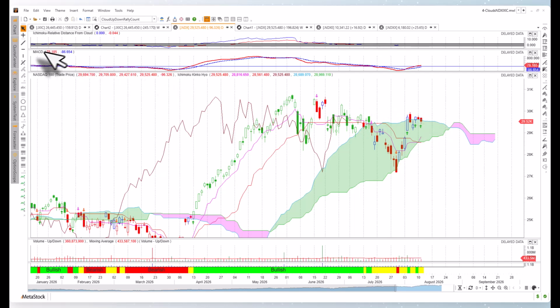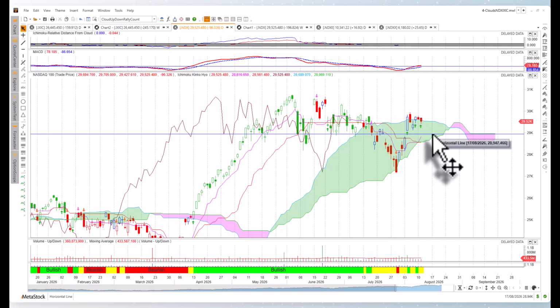Downside risk level is the top end of the front end of the Ichimoku cloud. So that could be a downside risk target, 28,947, as well as the bottom end of the Ichimoku cloud there.